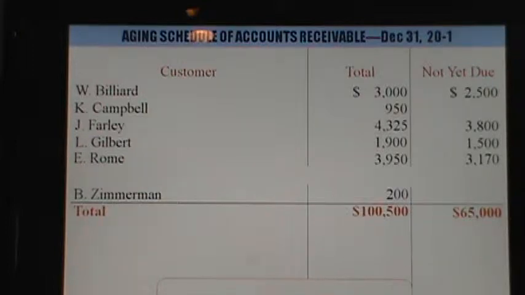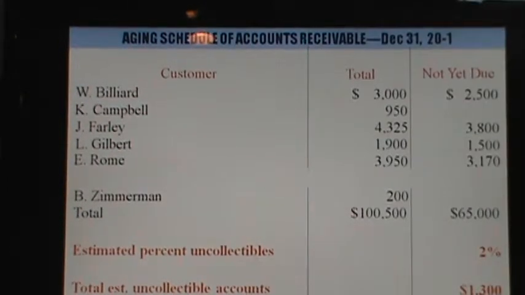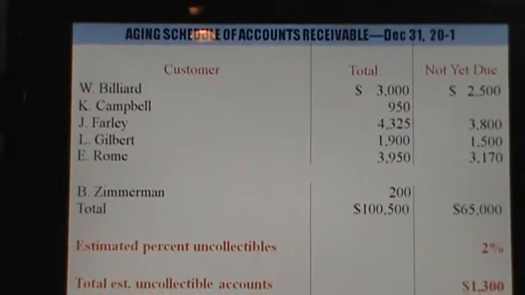So then you have each category totaled, and you can tell the amount of total accounts receivable and the amount that's not quite due yet. And you can also tell the amounts that are 60 days, 100 days, whatever past due. And then you take that not due yet amount and multiply it by your estimated percent of uncollectibles. In the last example, it was 4%. In this case, it's 2%. And they're going to assume that of that $65,000 that's not due yet, they're going to have $1,300 of it that is uncollectible.